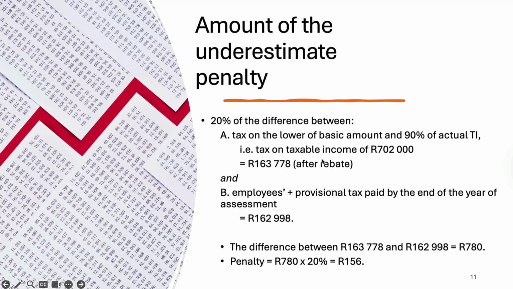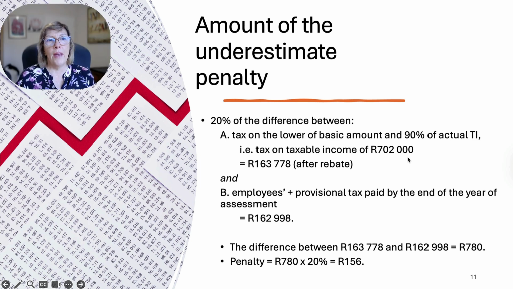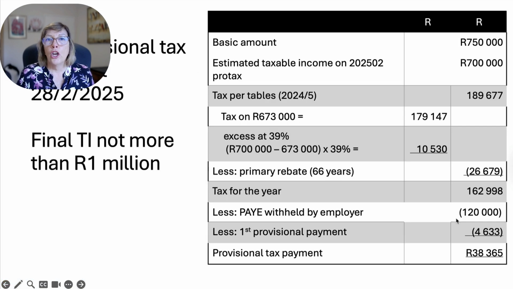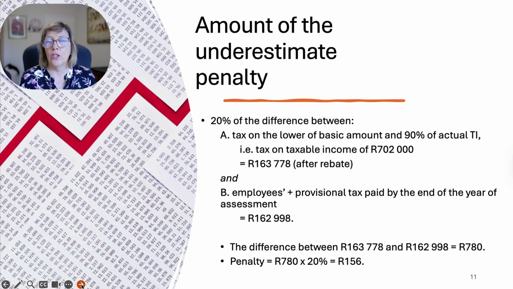So what is his penalty going to be? It's going to be 20% on the difference between what is the tax that should have been paid and what is the tax that he has actually paid by the last day of the year of assessment. So what is the tax he should have paid? Well, he should have used that estimate not less than the lower of basic amount or 90% of taxable income. All right, so he should have based his tax on an estimate of 702,000. And that would have been tax of 163,778. That's how much tax should have been paid by the second provisional payment, had he used the correct estimate.